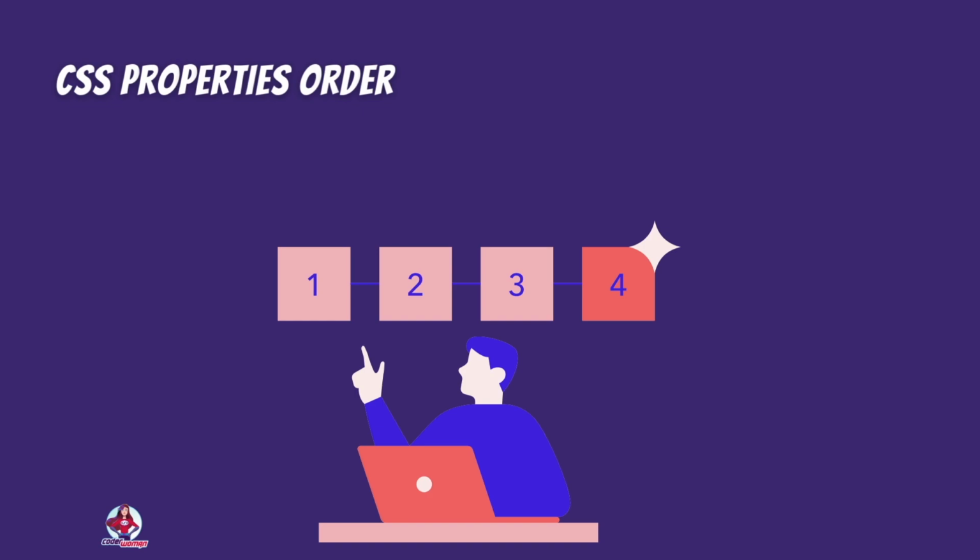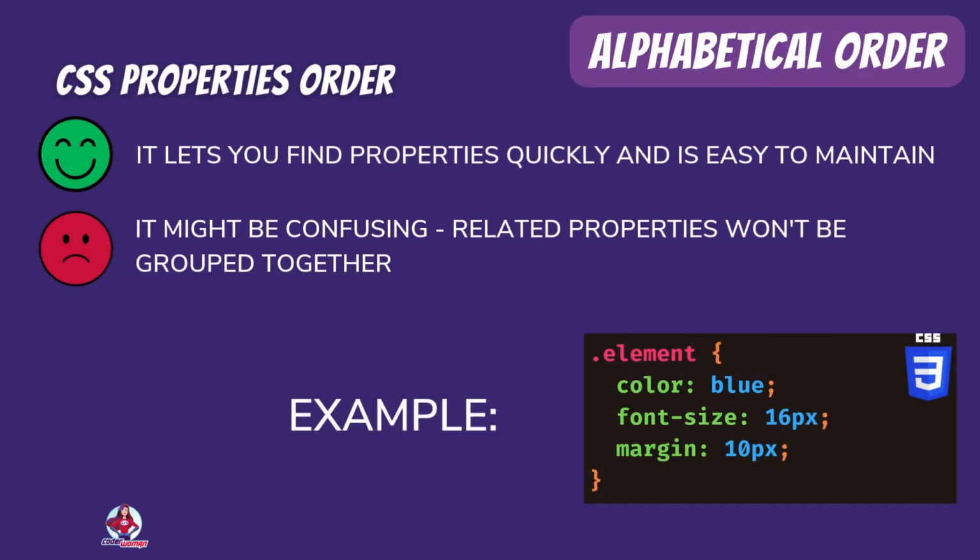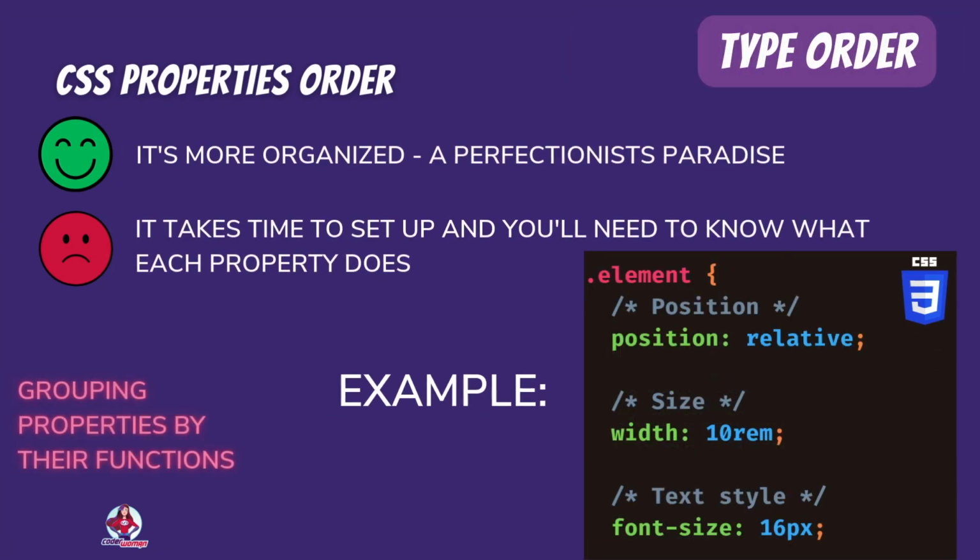Let's jump in. First is alphabetical order. Organizing your properties from A to Z is as simple as it sounds. It lets you find properties quickly and is easy to maintain. But be aware, it might be confusing since related properties won't be grouped together. Next is type order. Here you will be grouping properties by their functions. It's more organized, showing how each property affects your design. However, it takes a bit more time to set up, and you'll need to know what each property does.